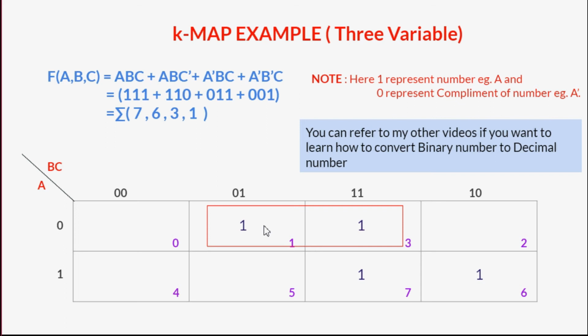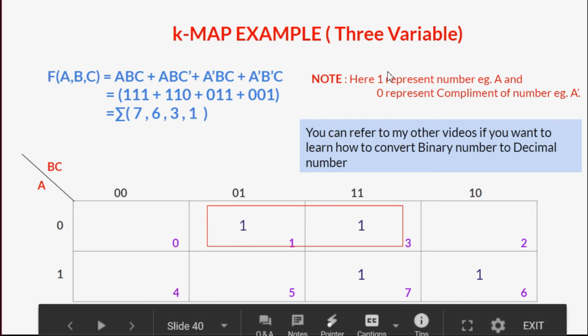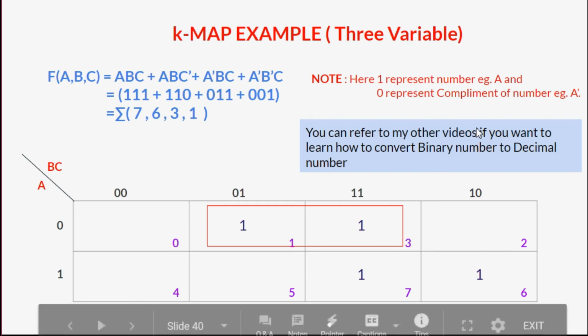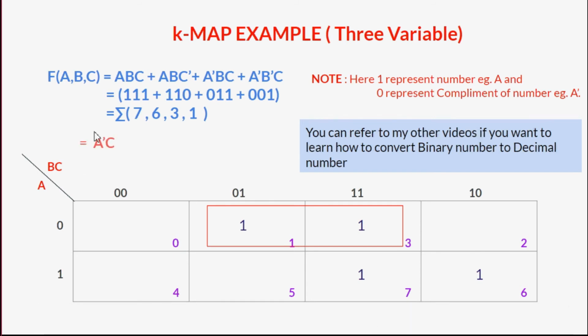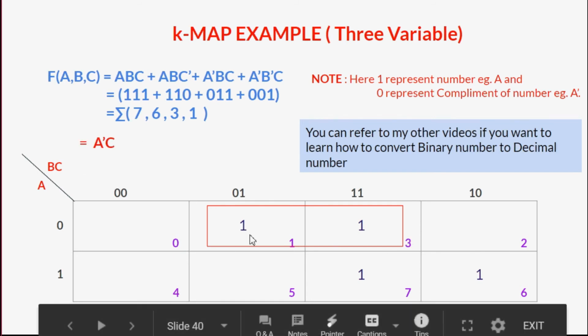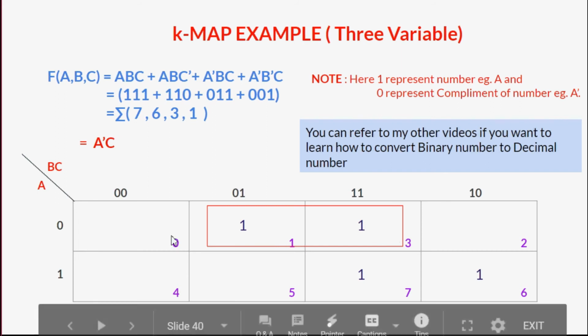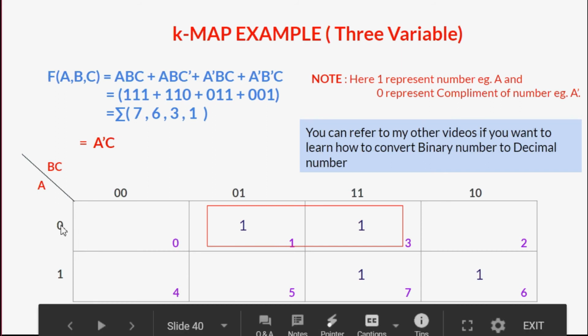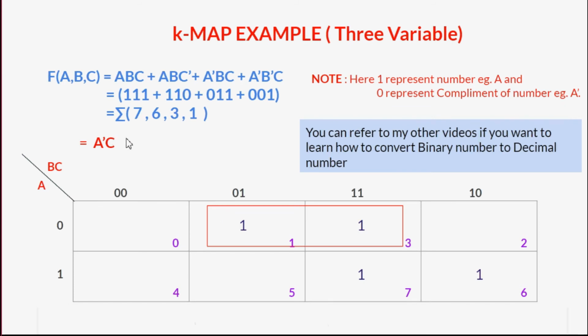Now there is one more point: for both 1 and 3, A input is 0, and we have already written here that 0 is going to be represented by the complement. So I am going to write down A complement C for this block. This block is represented by A complement, which means A is constant but its value is 0, and C, which means C is also constant, and since the value of C is 1, I am going to write C here. This is the one expression.